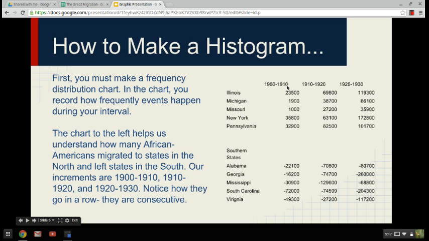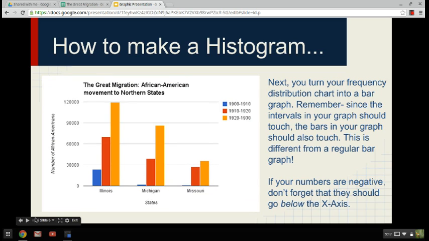If we take a look at our increments, we have 1900 to 1910, then 1910 to 1920, and 1920 to 1930. Pay special attention that we have people going to the north, so these are positive numbers, but the people are leaving the south, which makes these negative numbers. That's tricky.